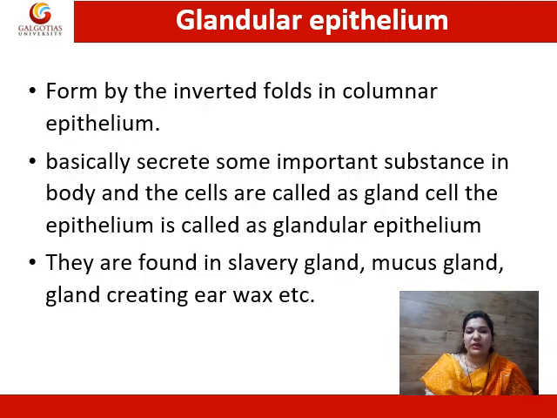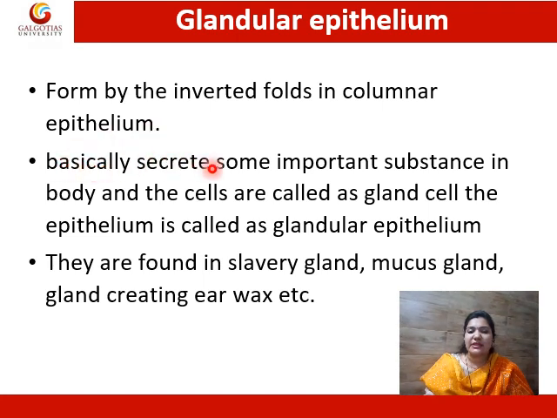Next is glandular epithelium. Glandular epithelium is formed by the inverted form of the columnar epithelium. As the name suggests, they have a glandular function. They are similar to the columnar epithelium, which provides support to the body, but they are formed by inverted folds in this type of columnar epithelium.